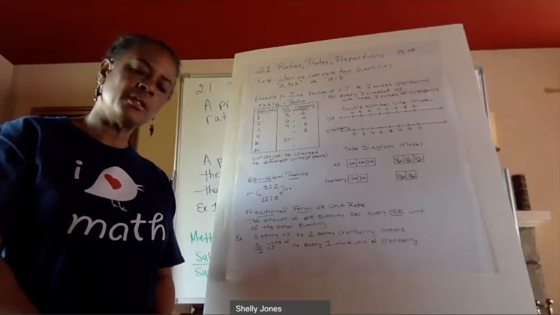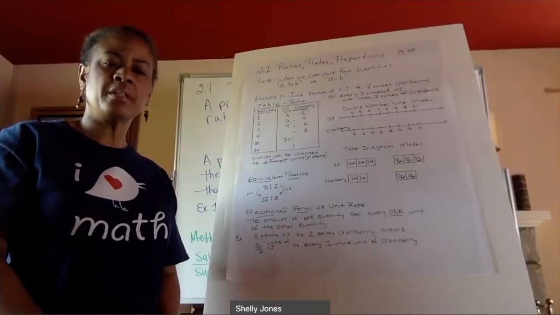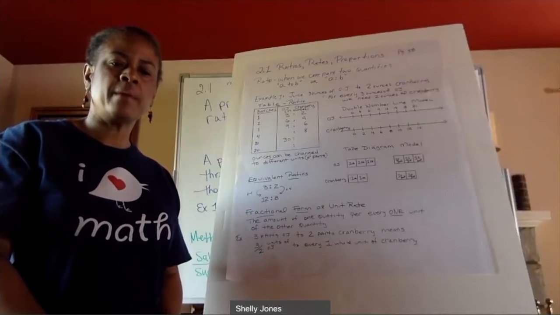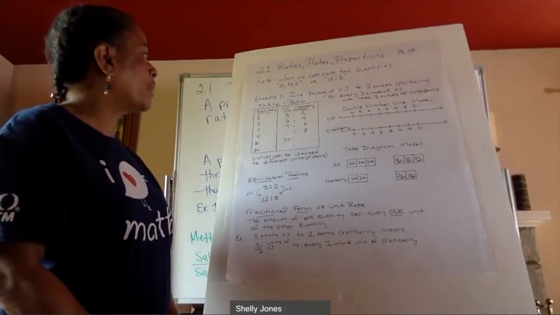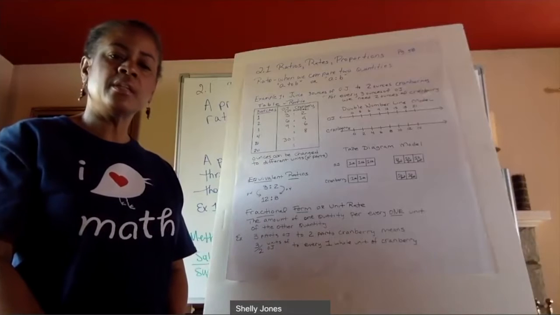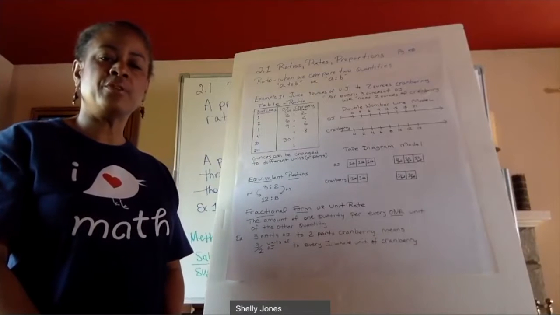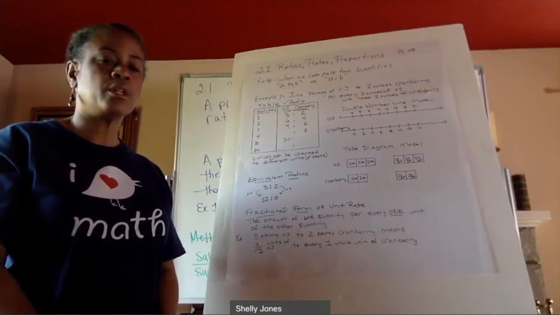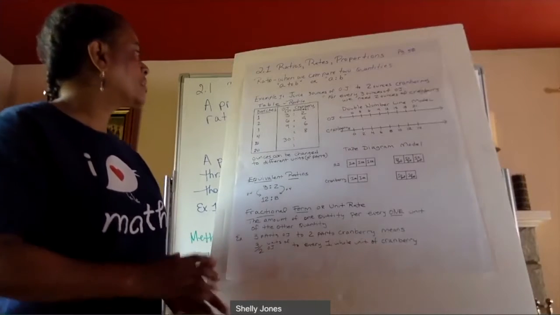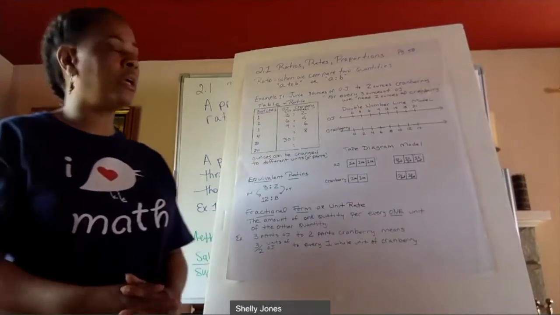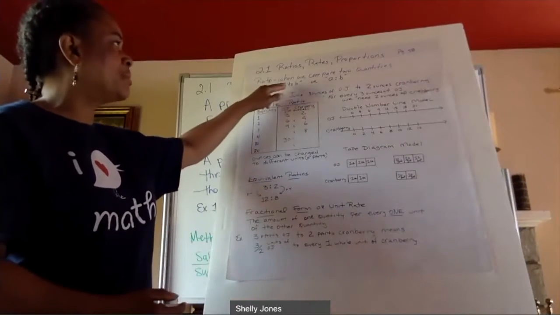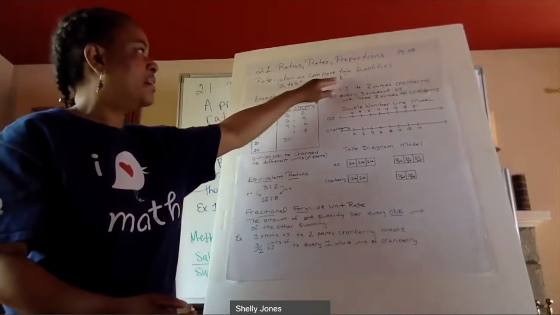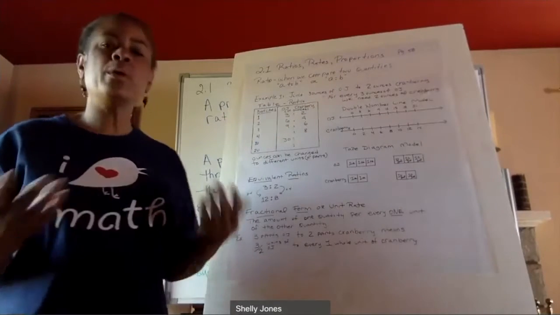Okay, this is Dr. Shelley Jones from Central Connecticut State University, Department of Mathematical Sciences. And today I'm going to be talking about ratios, rates, and proportions. It starts on page 58 in the Math Foundations book, and it's Unit 2. Okay, so a ratio is when we compare two quantities, and we can write it as A to B or A colon B.